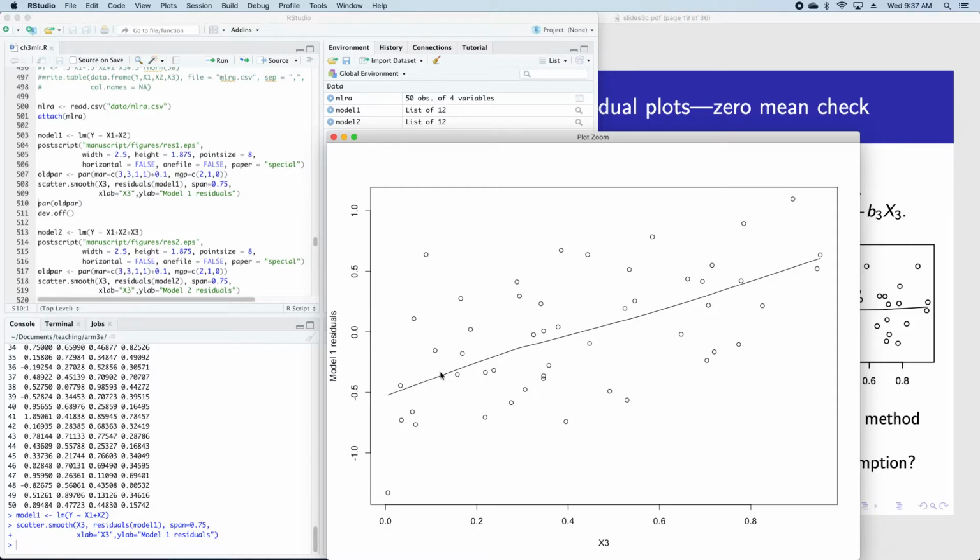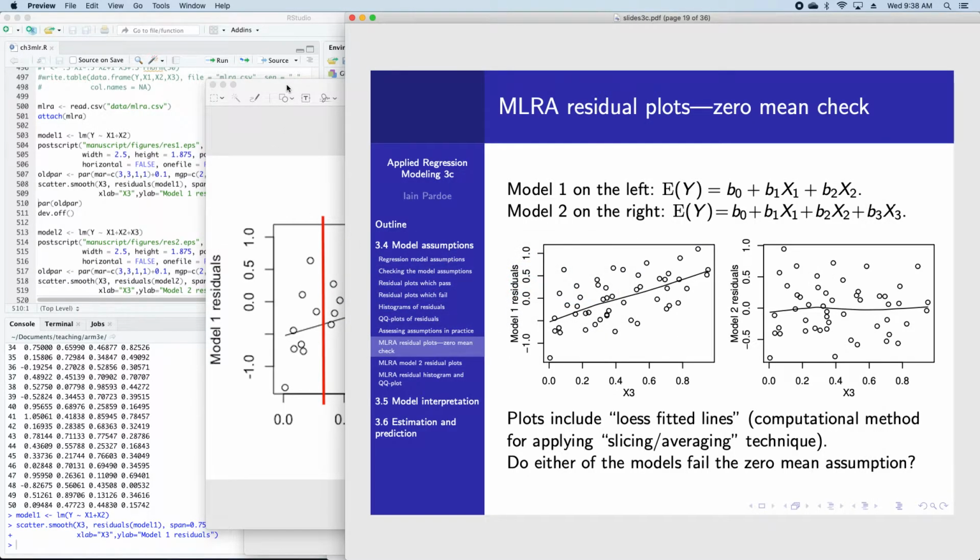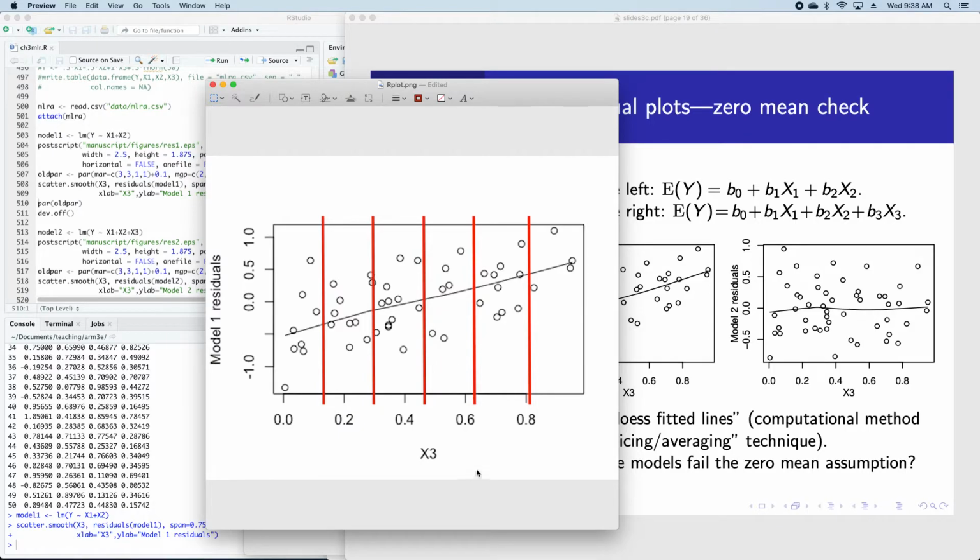So the LOESS smooth is a useful addition to a residual plot. It helps you assess the zero mean assumption. Let's look at that in a little bit more detail so we can see exactly what's going on. This is just that residual plot again, only this time I've got these red vertical lines dividing the plot up into vertical bands.